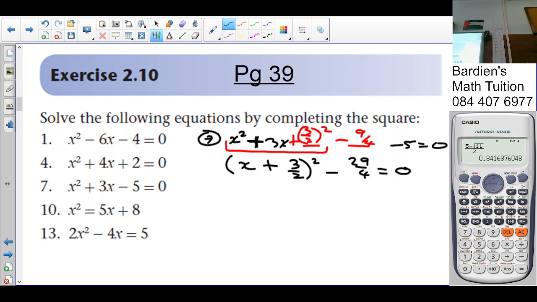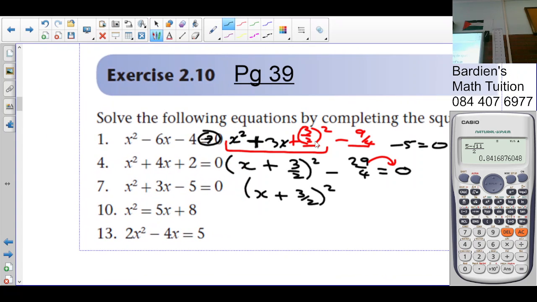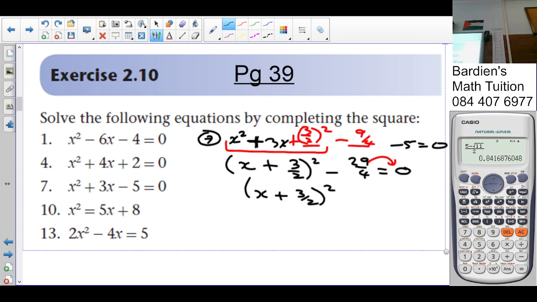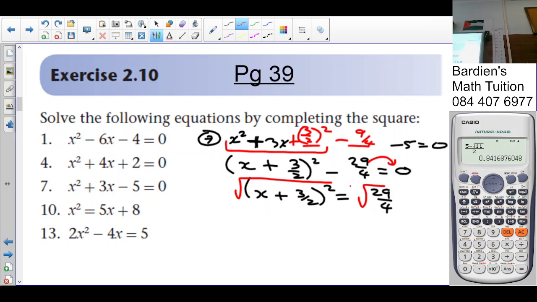Now what do I do? Bring 29 over 4 to the other side, which now gives us x plus 3 over 2 squared is equal to 29 over 4. So what do I do now? We take the square root of both sides. If I introduce the square root, plus minus. So x plus 3 over 2 equals plus minus the square root of 29 over 2.